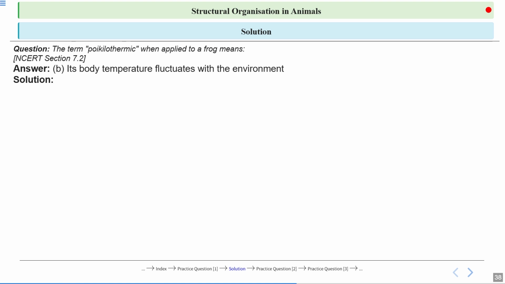Poikilotherms means they are having cold-blooded. They cannot maintain their body temperature. So its body temperature fluctuates with the environment. Okay, they fluctuate with the environment. It cannot regulate its body temperature. Very, very important because it is a cold-blooded animal.